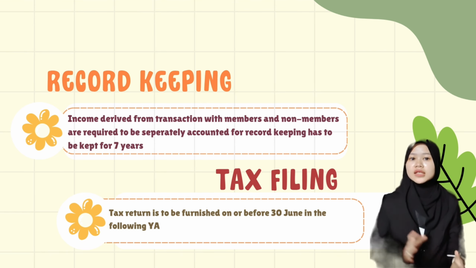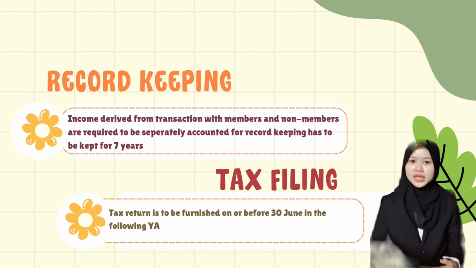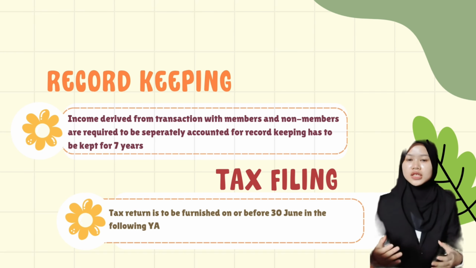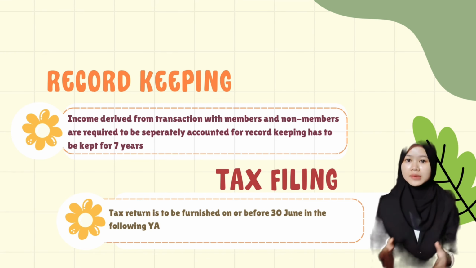In summary, tax exemptions under paragraph 26, Schedule 6 are available to both national and state amateur sports bodies as long as they meet certification and affiliation requirements. Proper record keeping and timely tax filing are essential to maintain this status.